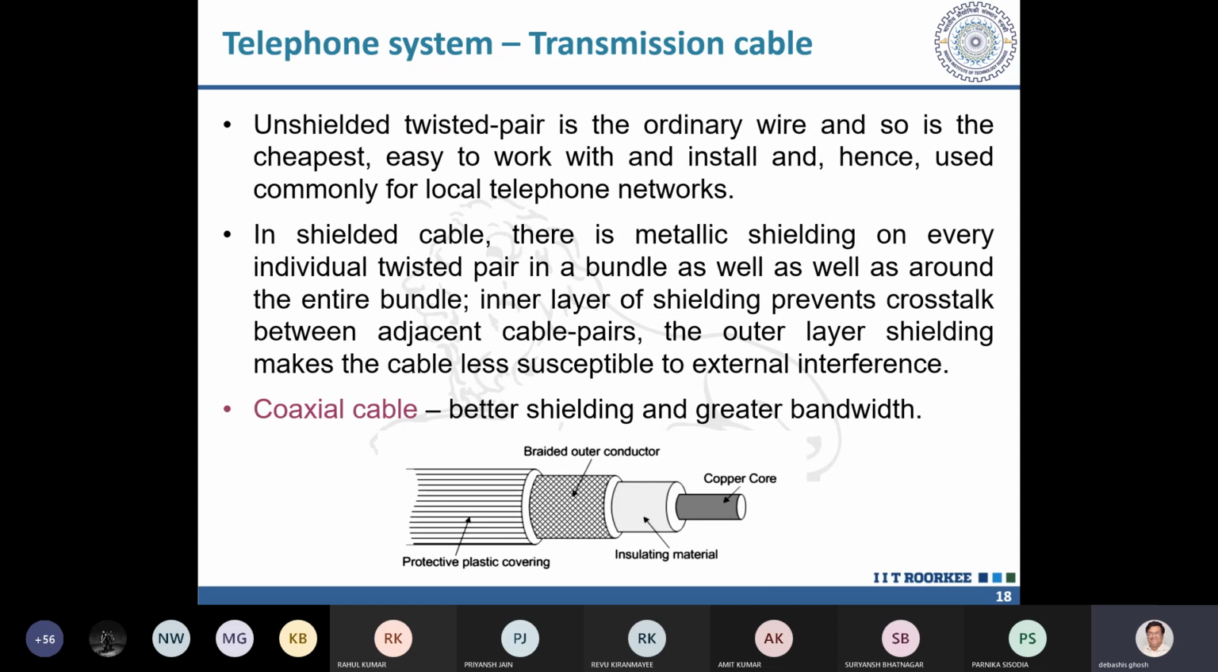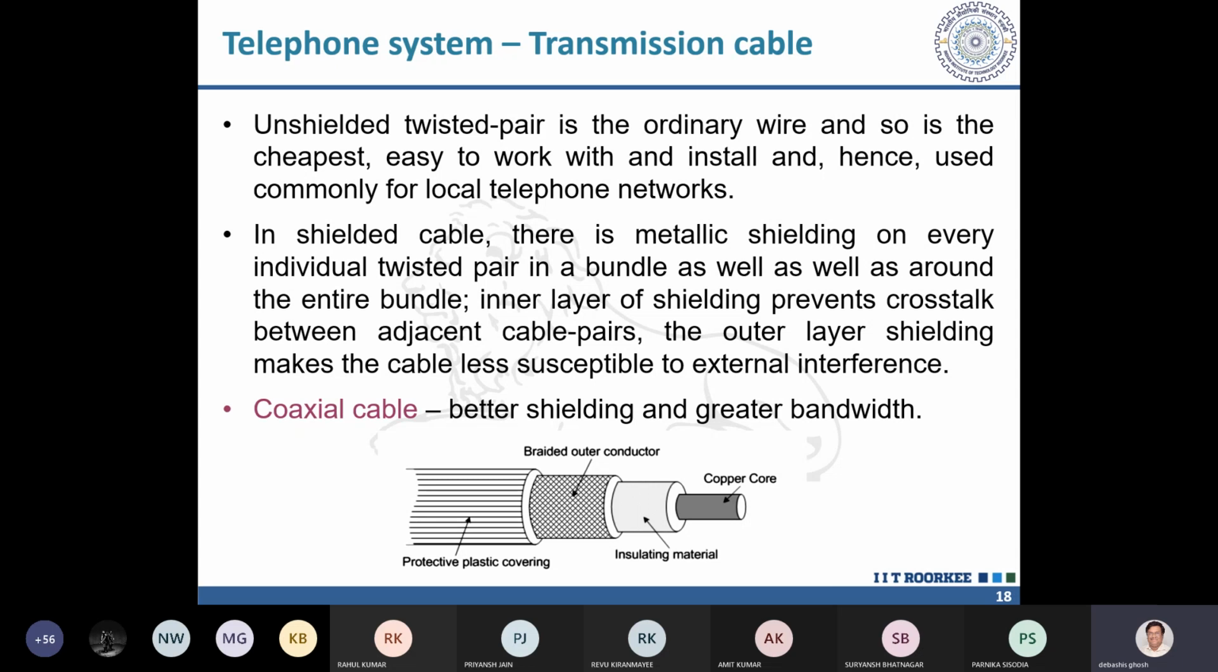So it will shield the cable from some external interference. There are generally two levels of shielding. One shielding you do between every pair in the bundle, which reduces the inter-pair interference. The crosstalk between the different pairs of cables is reduced by shielding every individual pair. And then you also shield the whole bundle, which takes care of any external problem. This type of trunk line system was used for a longer time.